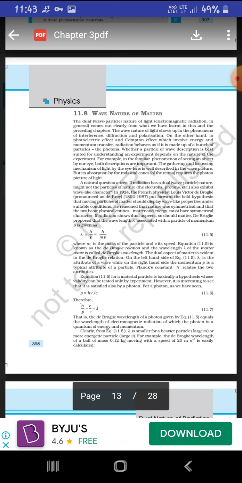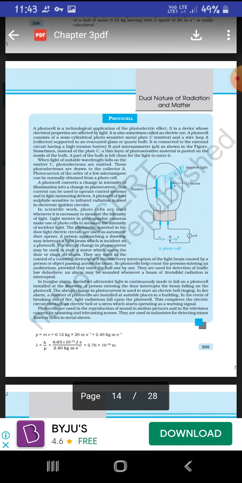He said that the wavelength λ and momentum p are related by λ = h/p = h/(mv). The λ of the matter wave is called the de Broglie wavelength. The equation is p = hν/c, therefore h/p = c/ν = λ. We will get it like this.